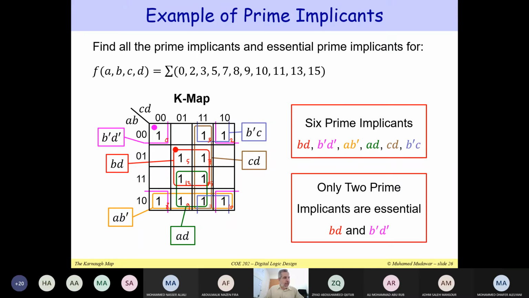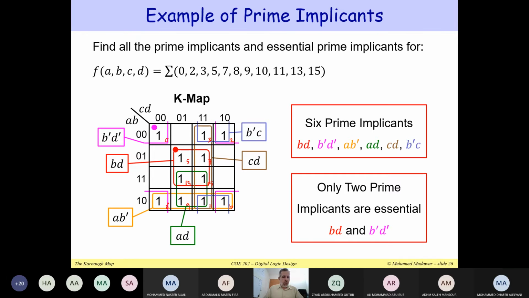Now notice that I'm putting a dot, and the dot is to indicate, for example, what makes B prime, D prime essential: minterm 0 is covered by this prime implicant, and not covered by any other prime implicant. The same thing for BD: it covers minterm 5, and minterm 5 is only covered by BD. So this is why it is essential. Okay, is this clear? So we have solved this problem.